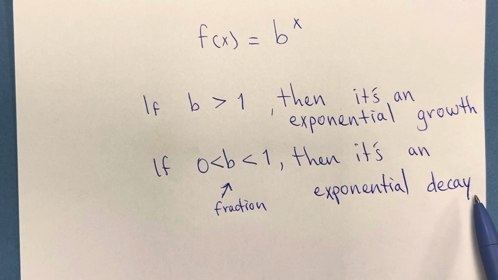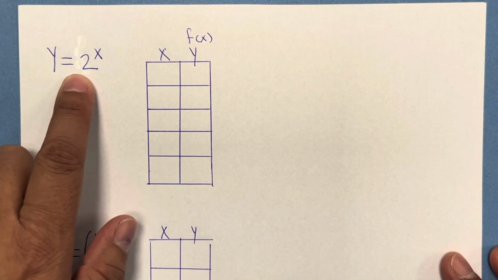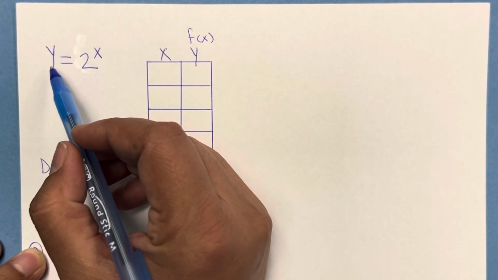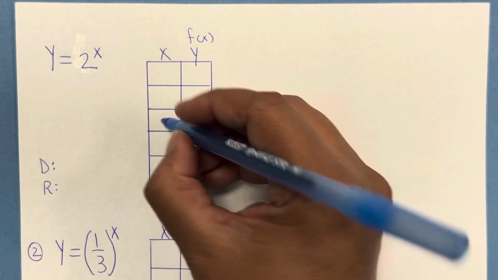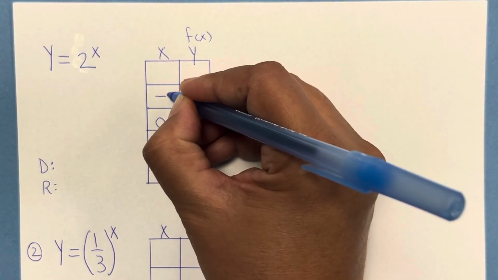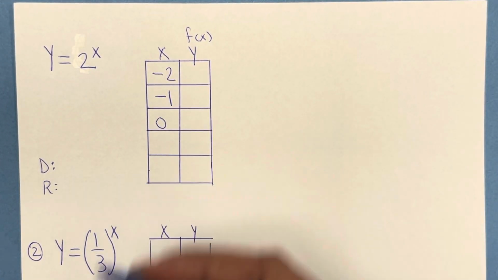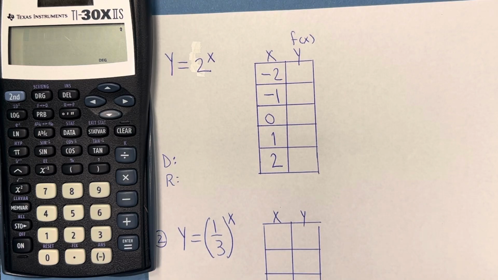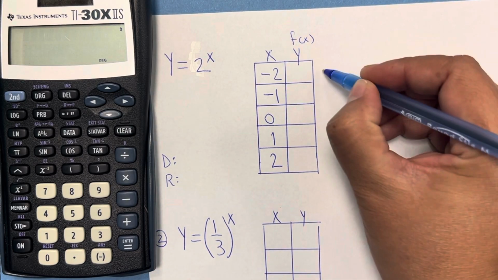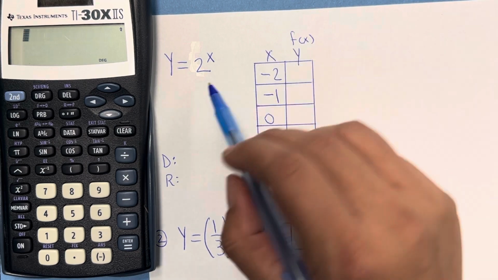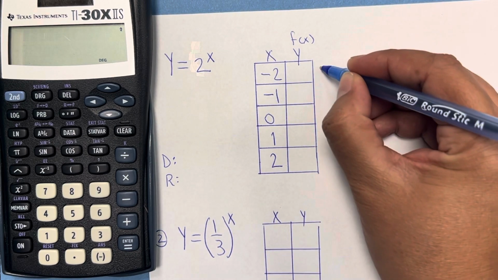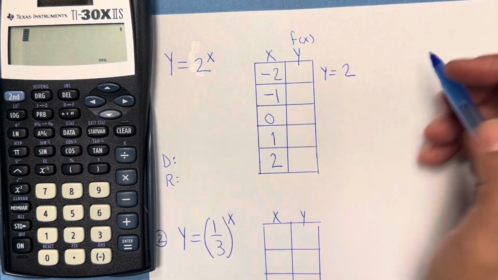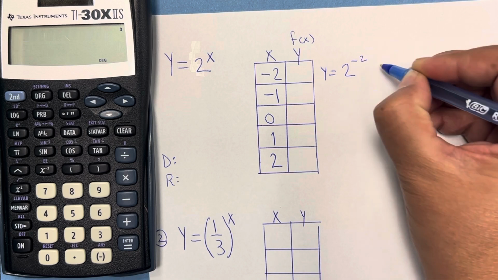an exponential decay. So if it says y equals 2 to the x power, and this y could either be y or f of x, for x we're going to choose values 0, -1, -2 going up, and then going in the other direction is +1 and +2. Okay, so let's find the values. To find the value of y when x is -2, we put y equals 2 to the, instead of x, we put the value of x, which is -2.